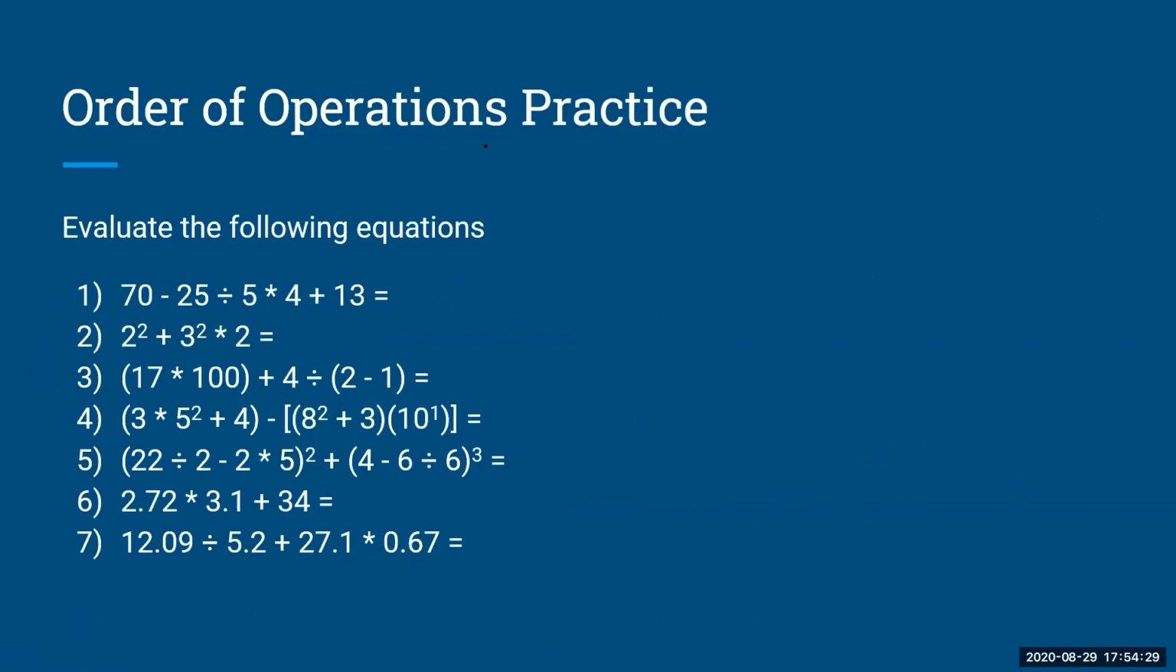So do some practice. Remember, parentheses first. Brackets is also another way, as a bigger parentheses. I'm going to zoom through this actually. I'll just give you the answers. But for number 3, you would do 17 times 100 first, and you do 2 minus 1 first, because anything in parentheses goes first. So this would be 1,700 plus 4 divided by 1. And then exponents, but since there are no exponents, you can move on. Multiplication, there's no multiplication.